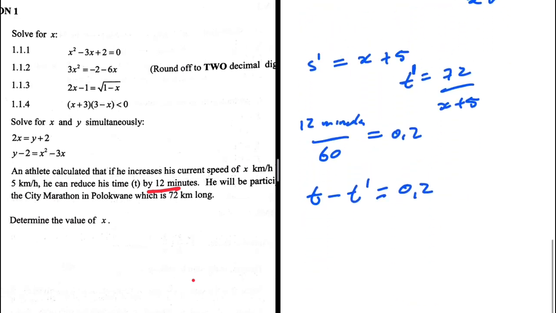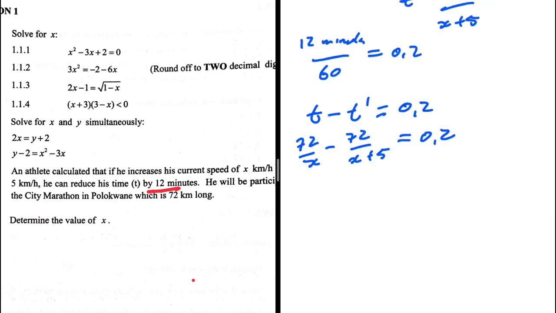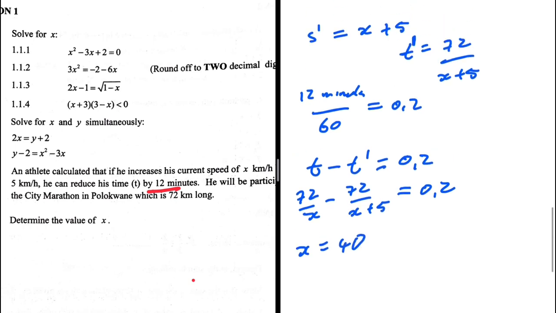So T of x is 72 over x, and T prime is 72 divided by x plus 5, which is equal to 0.2. When we have this equation, it's just a matter of solving for x, right? In doing that, you will end up with x being equal to 40. How you actually get from here to x equals 40 is really up to you, how you choose to manipulate it. But you have to end up here one way or another.